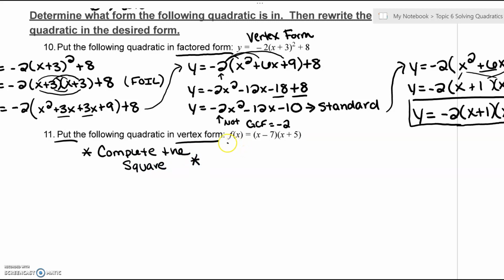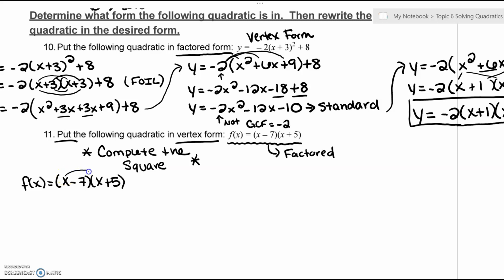Now let's figure out what I'm starting with. This right here I'm starting with. They gave me factored form. And if we look at our study guide, we know the very first step in completing the square is to put this in standard form. So I'm going to take f of x equals (x minus 7) times (x plus 5), and we're going to FOIL this out to get it into standard form.